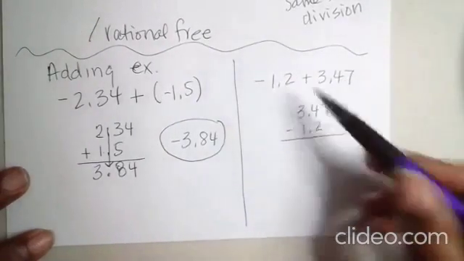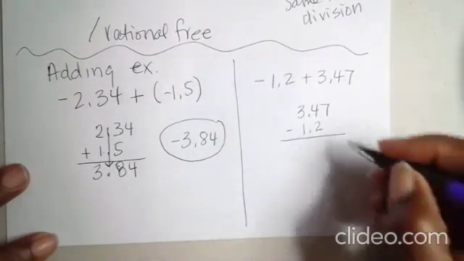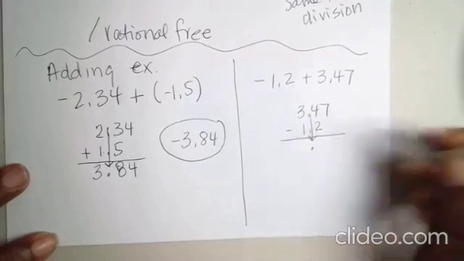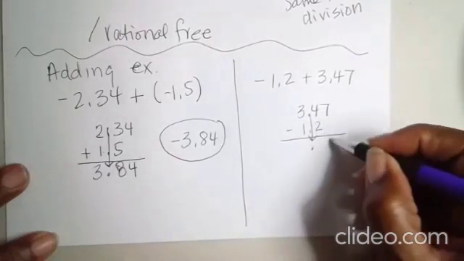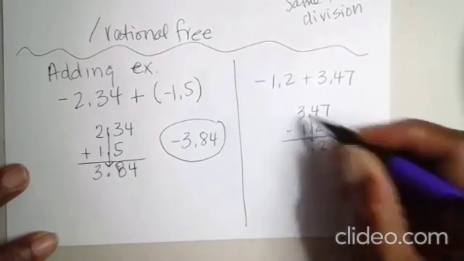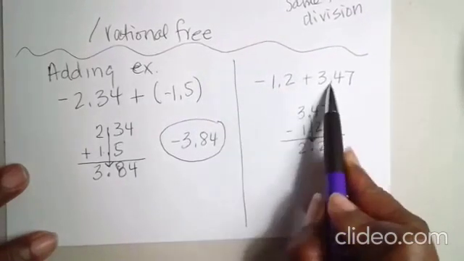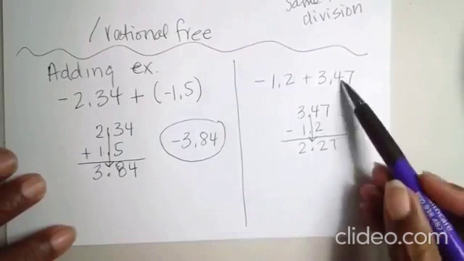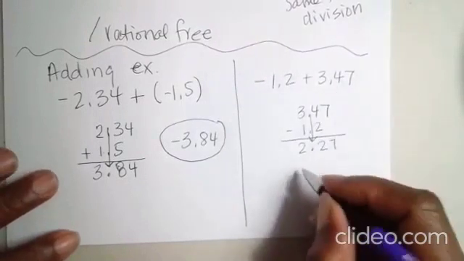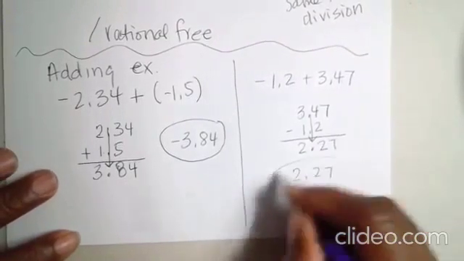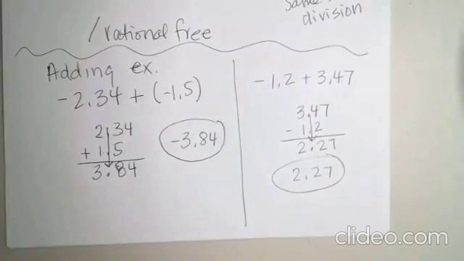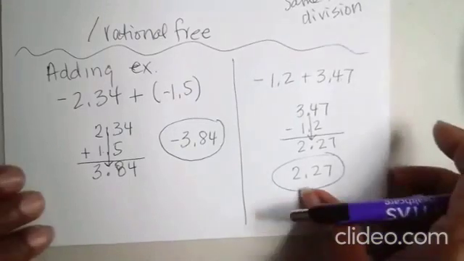So 3.47 minus 1.2, bigger number on the top. Remember, line up the decimals, put that down in your answer. 7 minus 0 is 7. 4 minus 2 is 2. 3 minus 1 is also 2. Of these two numbers, 3.47 is the bigger number, so we subtract and keep the sign of the larger. So our answer is a positive 2.27. That's when we're adding. Same signs, add and keep the sign. Different signs, subtract and keep the sign of the larger.